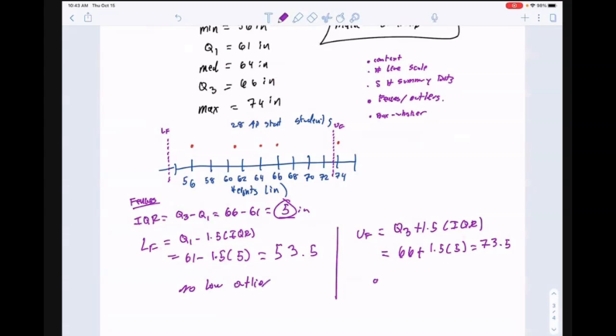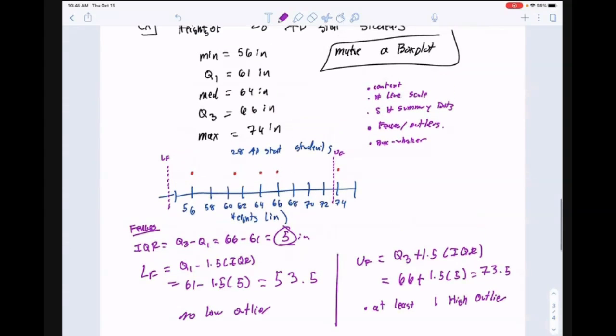There is at least one high outlier. Why did I write the words "at least one high outlier"? Could there be two high outliers? Yes. I don't remember.